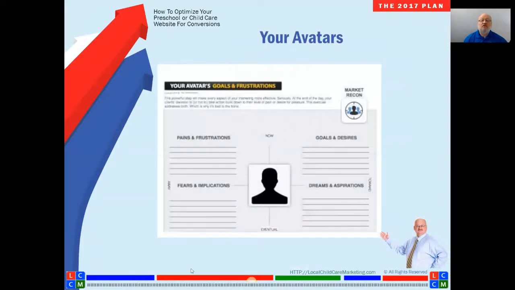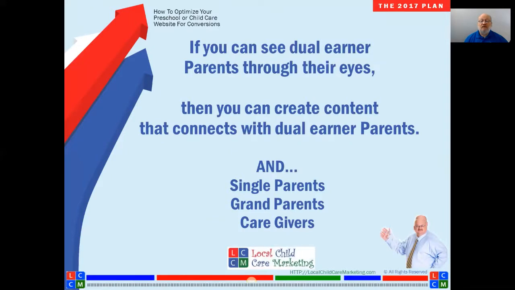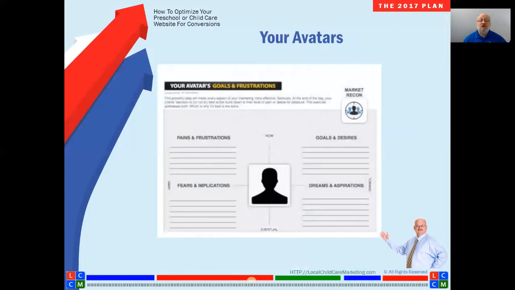There's a form within the workbook that you can go ahead and use to fill out. And of course, you can use the one that I present today. And you want to be working, as I said, on those groups: parents, single parents, grandparents, caregivers, excuse me, and dual earners as a minimum. And then you've also got parents where one parent stays at home. I forgot to put that on here. But those are who you're trying to target. You're going to want to find what their pains and fears are, what their goals and desires, fears and implications, and dreams and aspirations are.